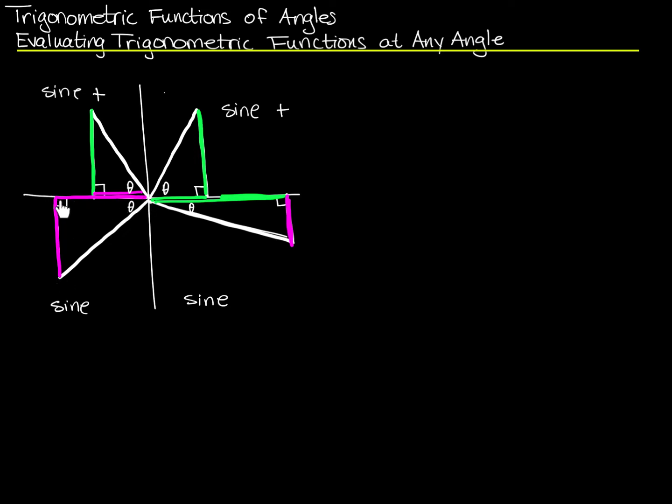But all I'm interested in is the length of the side here, which is whatever y is, but it's below the x-axis, so it's going to be negative. Sine is opposite, which is negative, over hypotenuse, which is positive. So negative divided by positive is negative. And in quadrant 4, again, I have opposite, which is negative, over hypotenuse, which is positive.